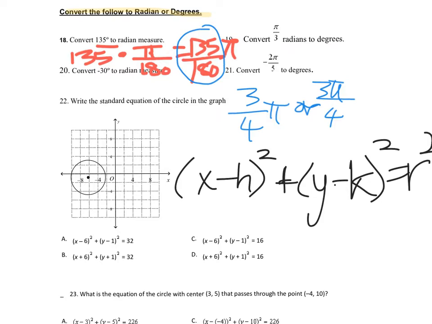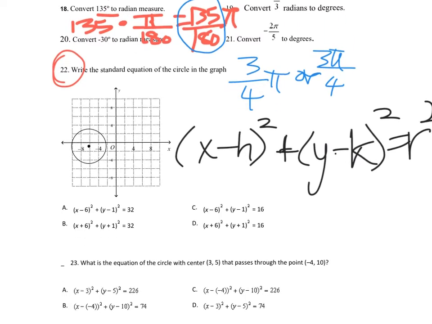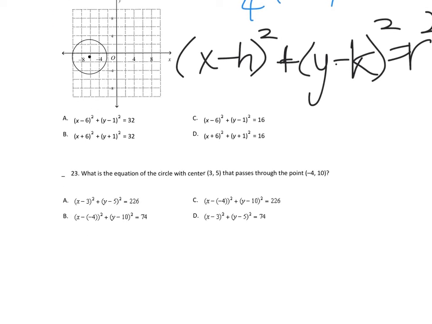Your center is your h and your k, and your radius, you need to square it when you put it in the formula. This is the one you'll probably see on the test, where I've given you the graph, and from that graph you have to give me the equation or check that the equation was written correctly. I won't have a problem like 23 where you have to use the distance formula. That's just recalling those facts.